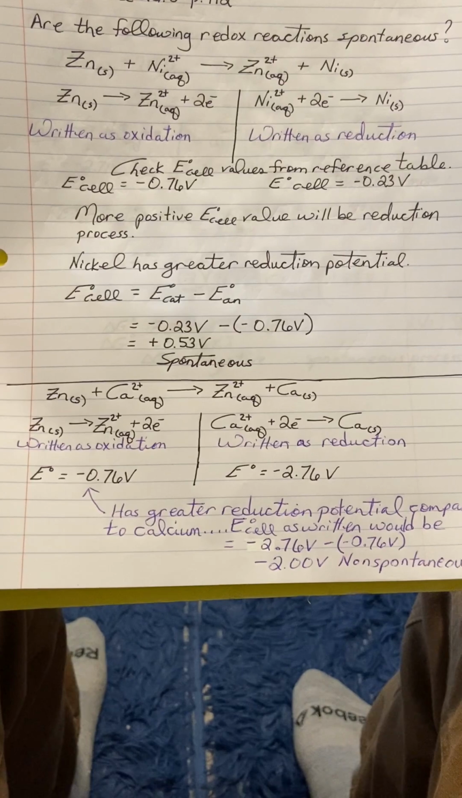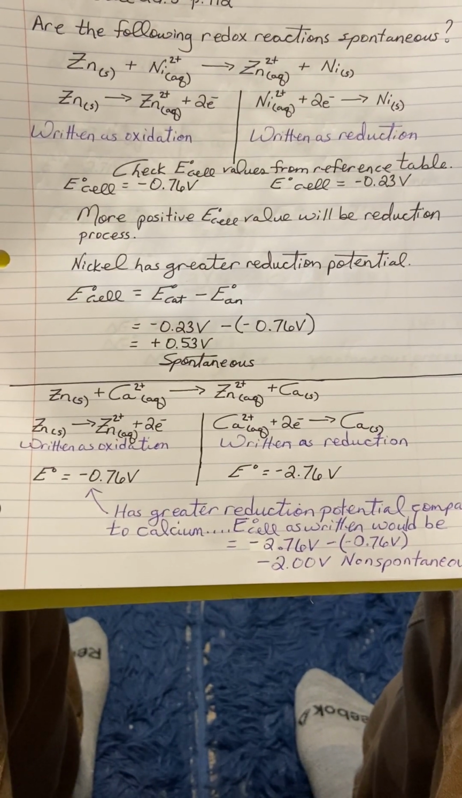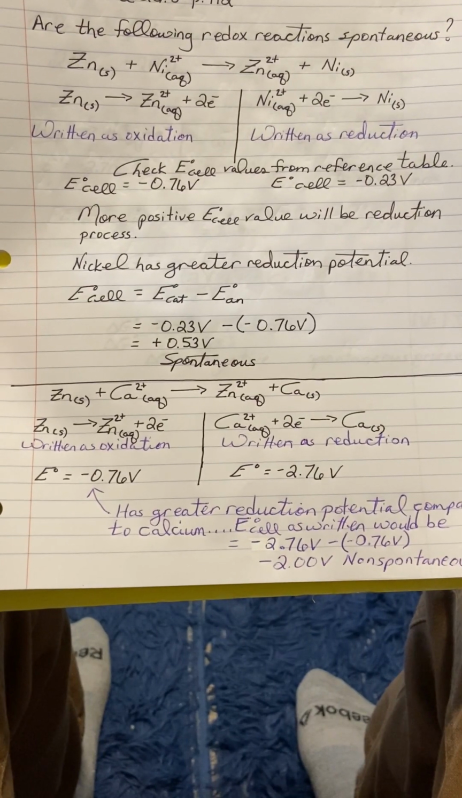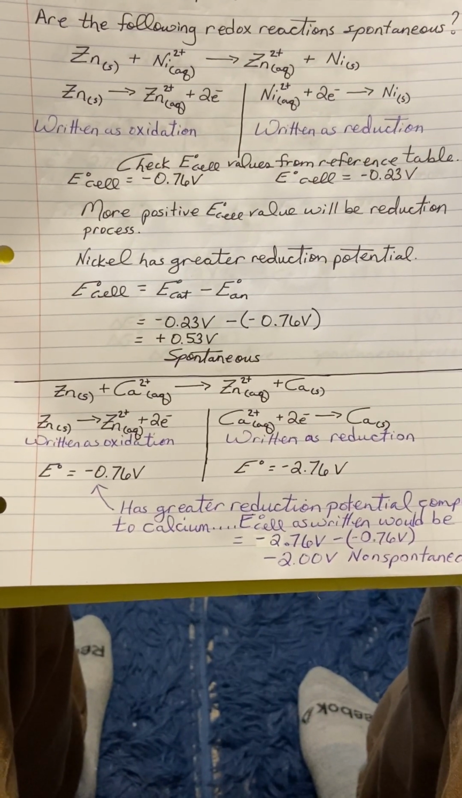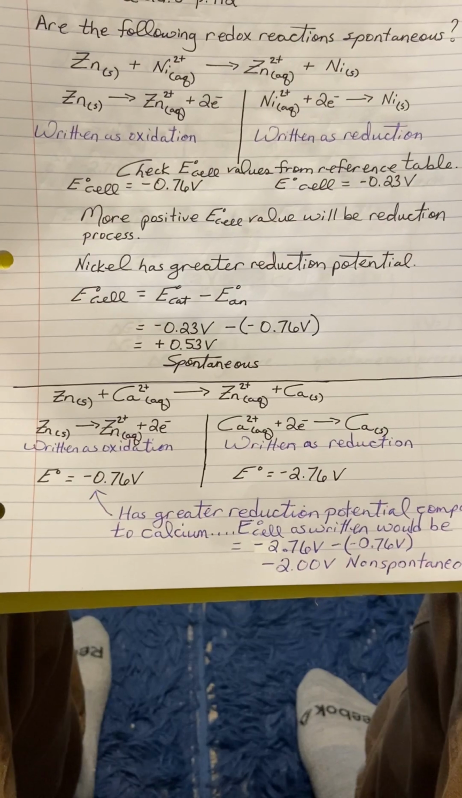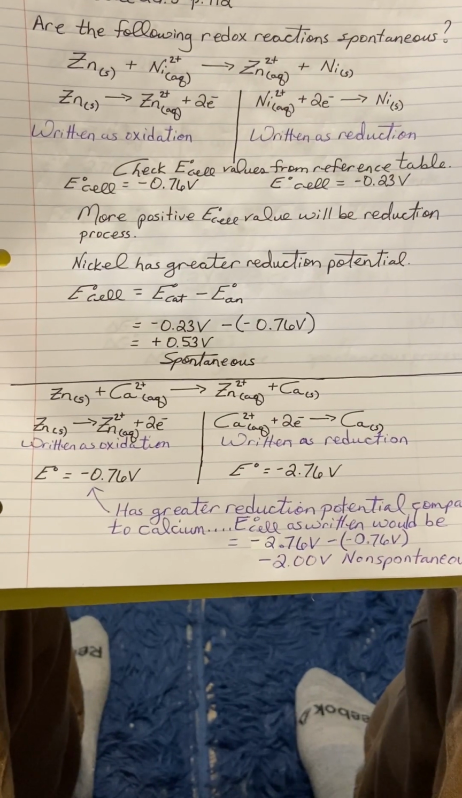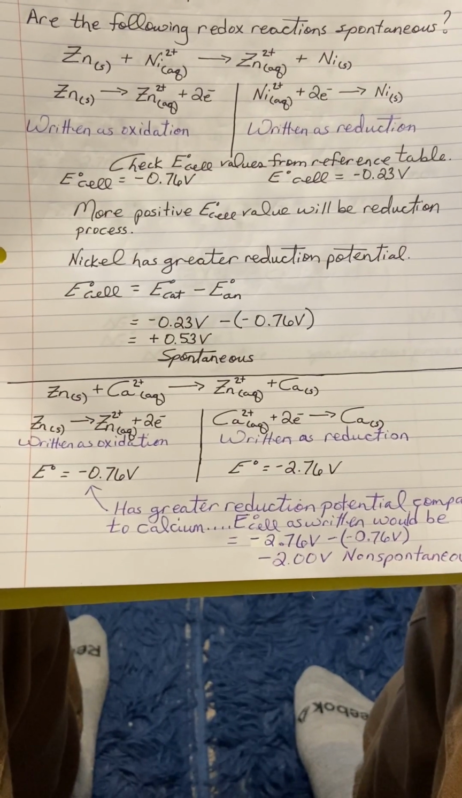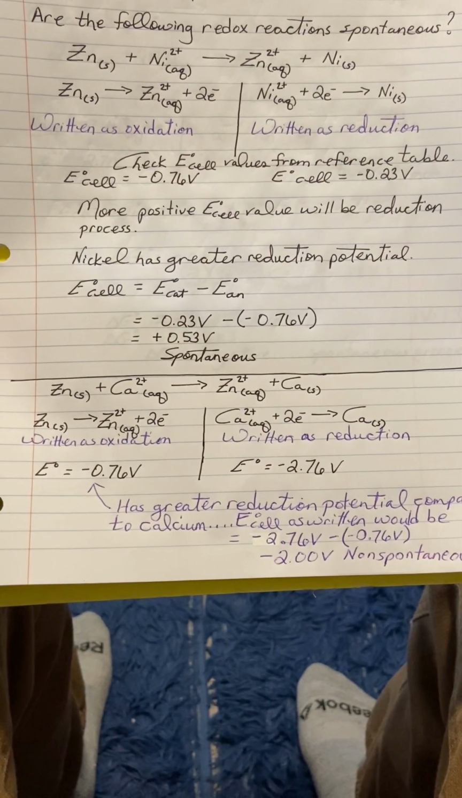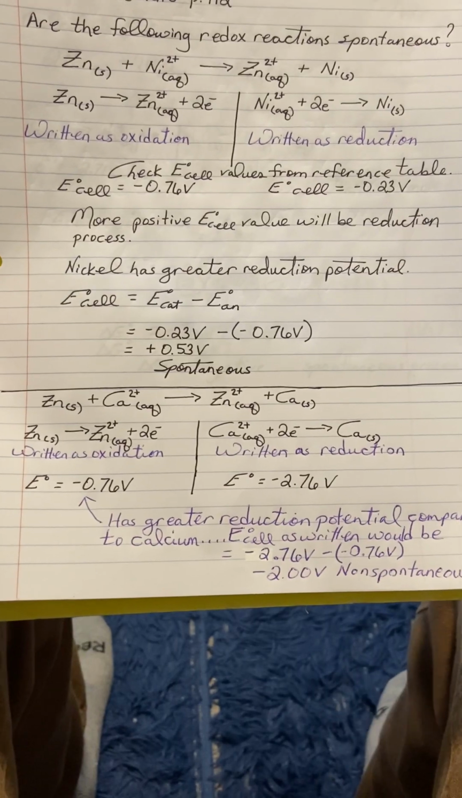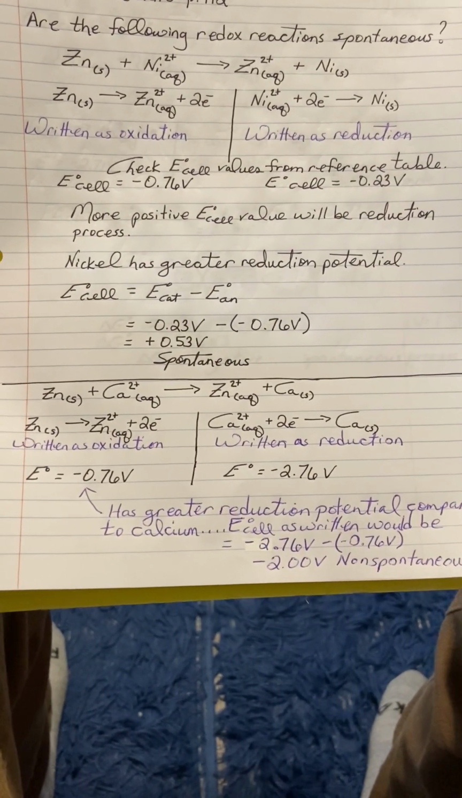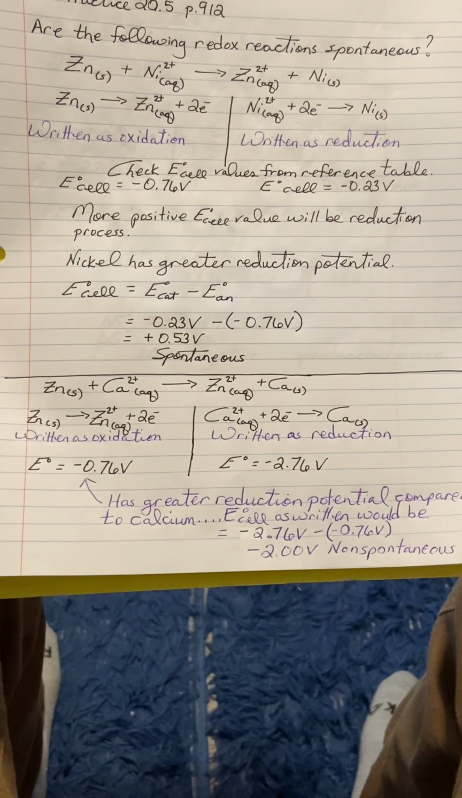We can solve cathode minus anode with those reduction potentials. We get a positive 0.53 volts. If the E cell value is positive, that tells us it is a spontaneous process. Okay, it is a spontaneous process. That would also mean that the delta G value for the reaction would be negative, to reinforce that spontaneous nature.